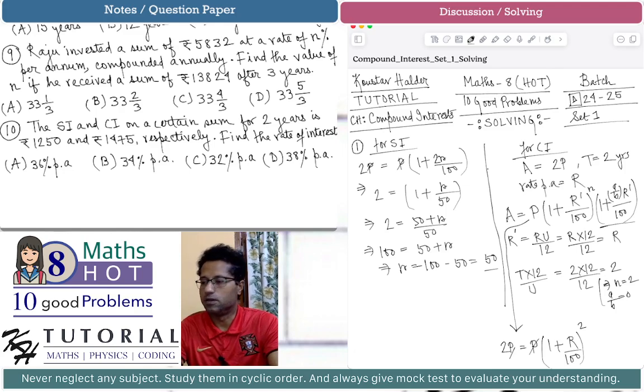In the other playlist, CBSE Maths 8 R.S. Agarwal, I will continue with the discussion of compound interest. The next topic will be the applications of compound interest in real life scenarios, like how it is used in banks, in population, and there are some more applications. I will discuss that.